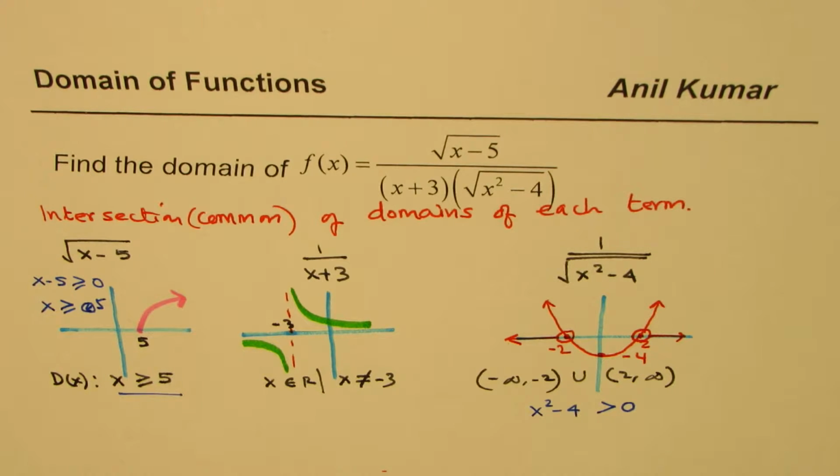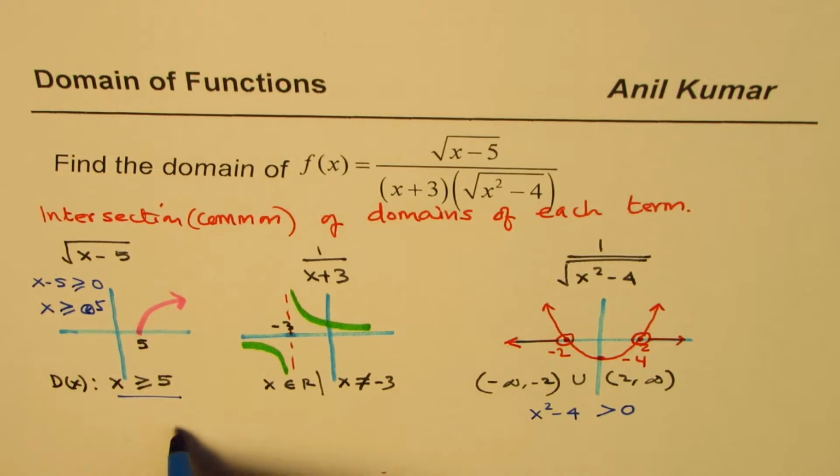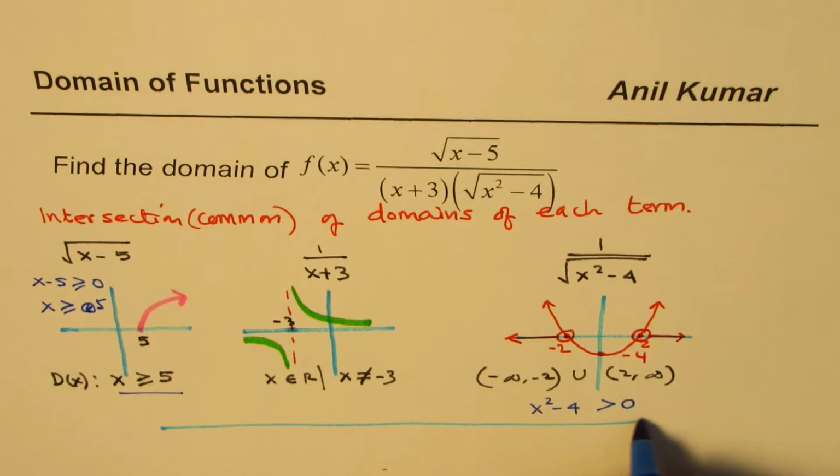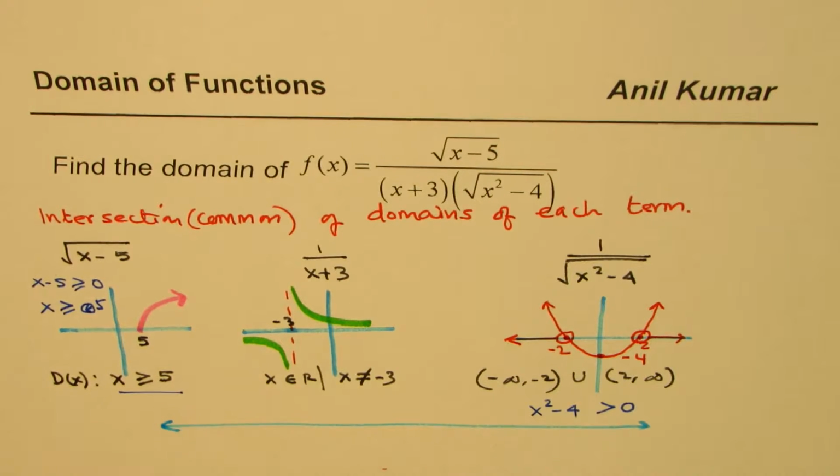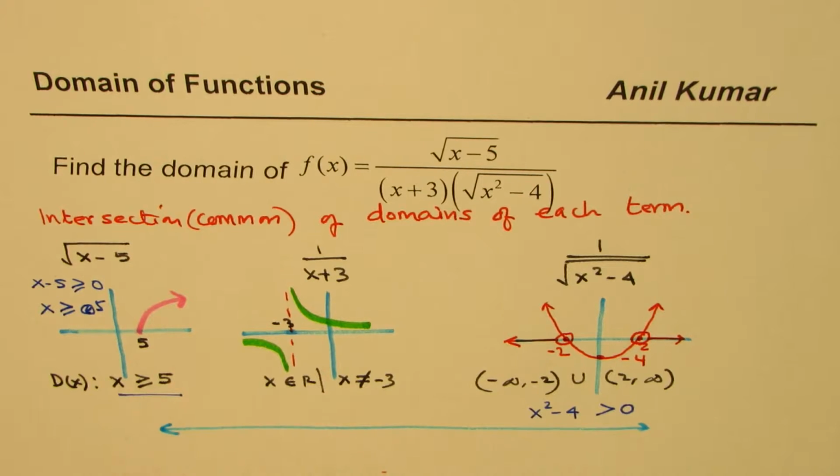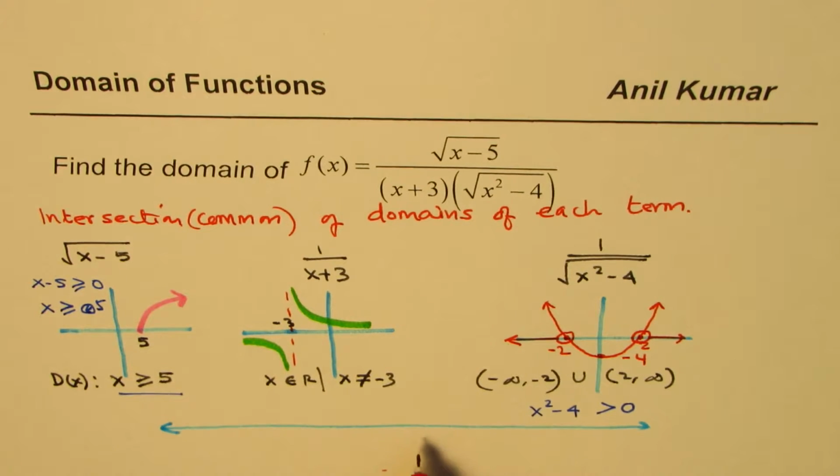Now we could actually write down the domain for f of x. So let's do it. We'll combine all the information which we have here on this number line. From here we are saying it is greater than or equal to 5, right?